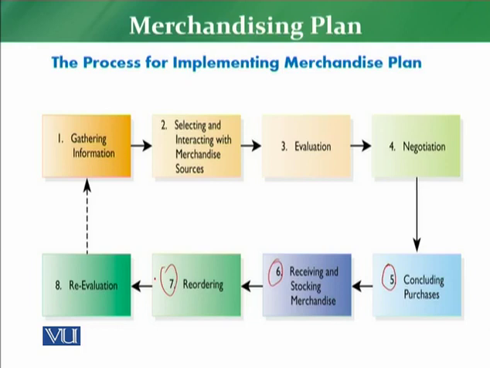And once you reevaluate everything, again you go to step number 1, you gather the data, and then evaluation, negotiation, receiving the merchandise, and then again reevaluation. So it is a continuous process of the merchandising plan. First of all, let me discuss with you point number 1, which is gathering the information.